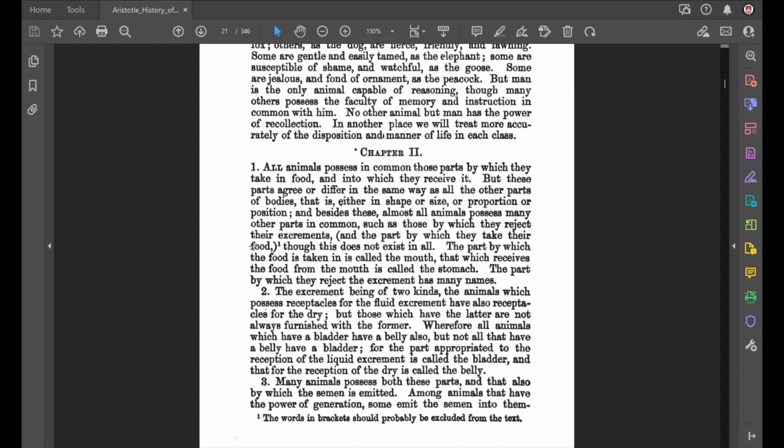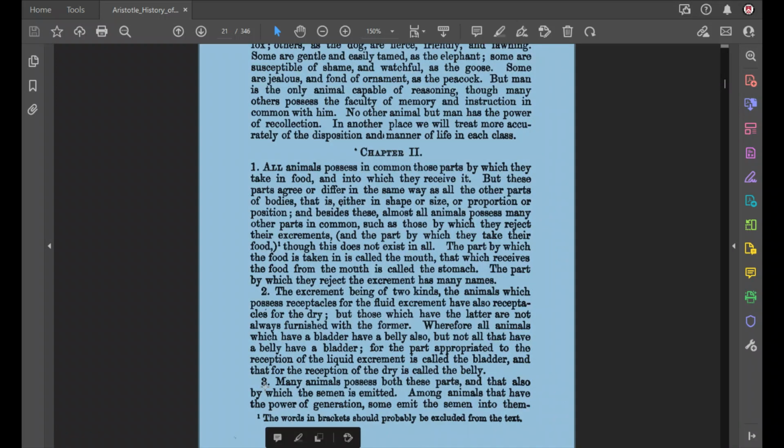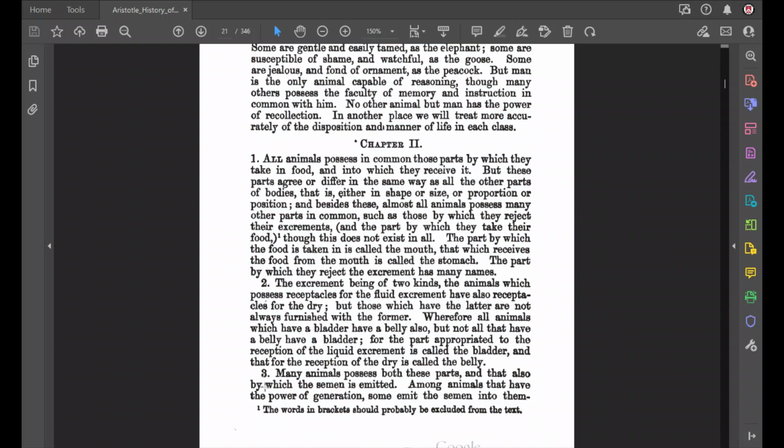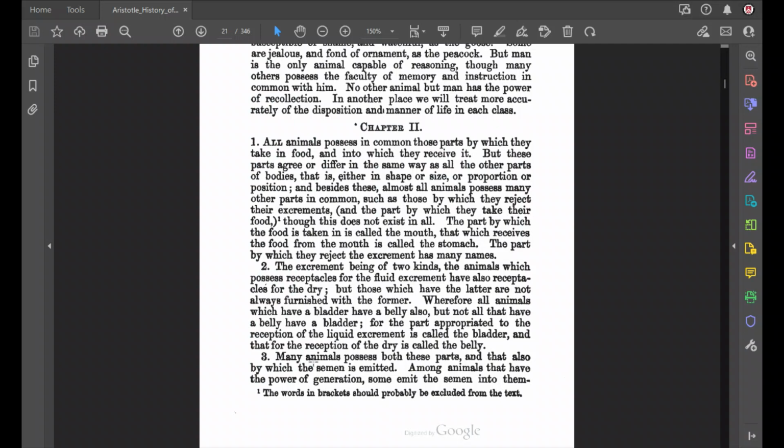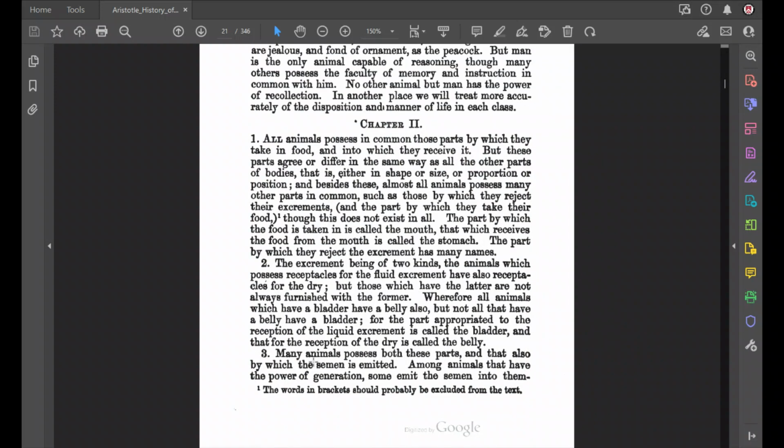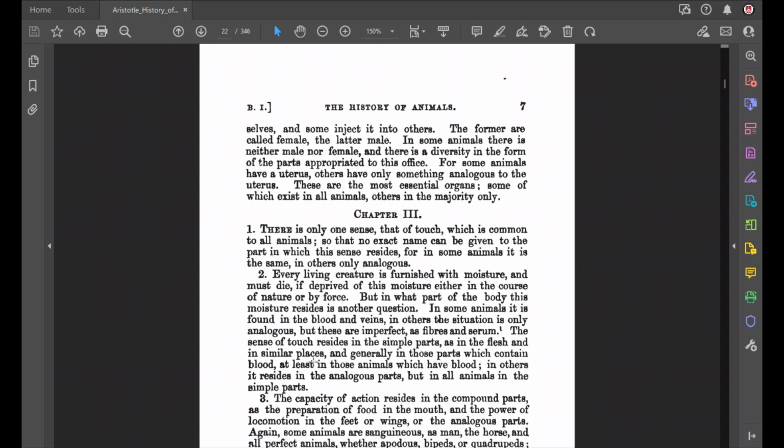All right, paragraph 3. Many animals possess both of these parts, and that also by which semen or seed is emitted. That means is sent out. Among animals that have the power of generation, or producing children, some emit the semen, and semen is just a Latin word for seed. Some emit the semen into themselves, some inject it into others. The former are called female, so a female is an animal that receives the seed, and a male is an animal that injects the seed into the female.